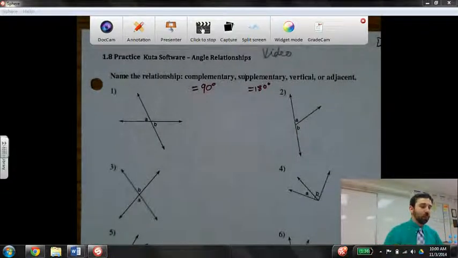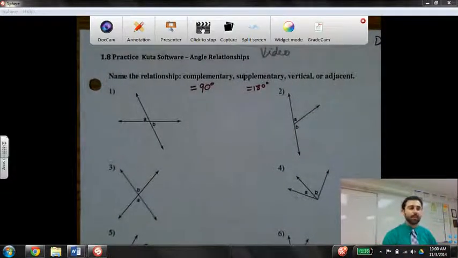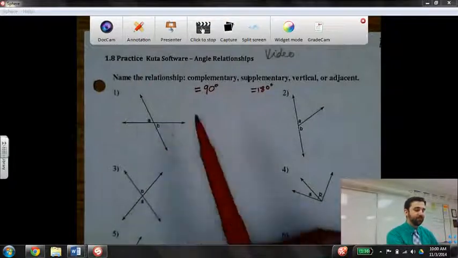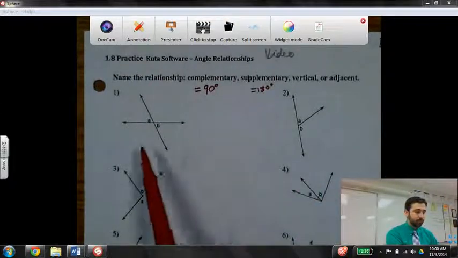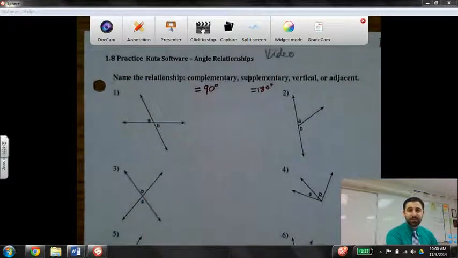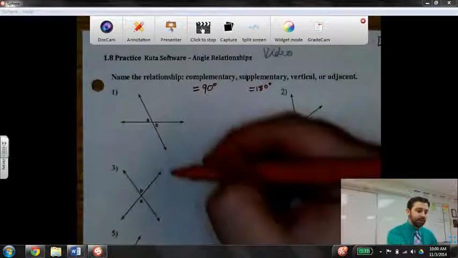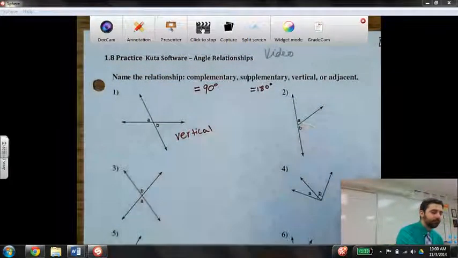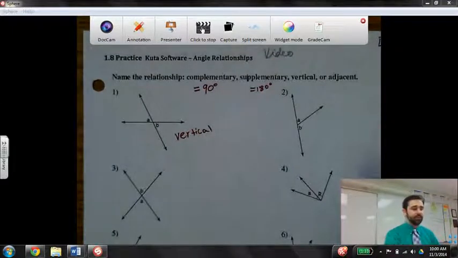Looking at some of these relationships here, number one, A and B are not adjacent because they do not share a particular side, or you can think of it as they are not touching one another. But they are opposite from one another, and so these can be defined as a vertical set of angles, vertical angles.